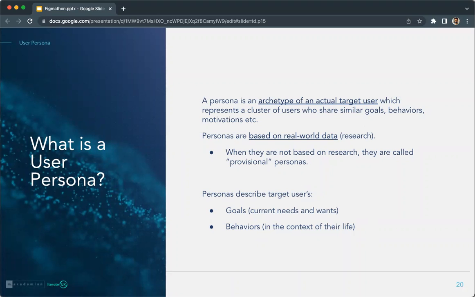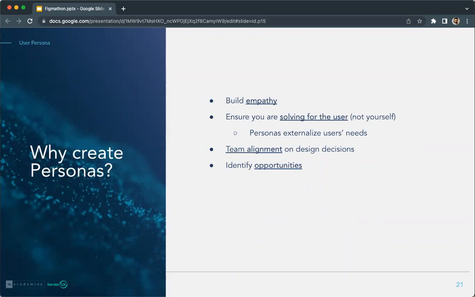And the persona describes the target user's goals, so their needs, their wants, and their behaviors as well in the context of their life. Why do we build personas? Some of the things that I was mentioning before is that this persona helps you build empathy for the users.